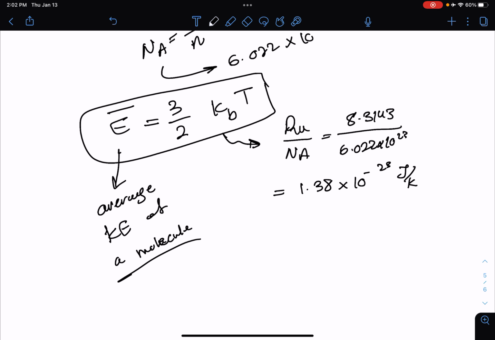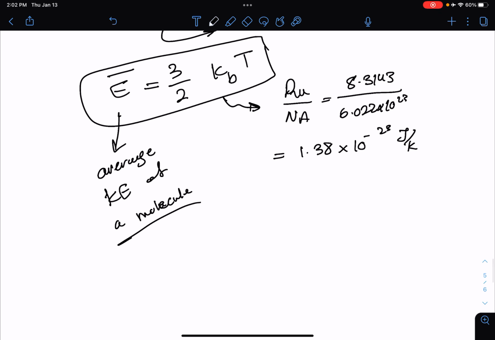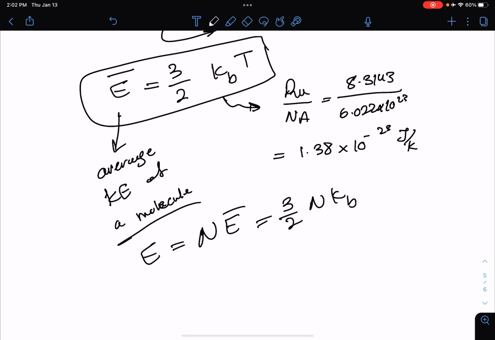Okay. So how can we relate the average kinetic energy of one molecule to the internal energy of a bunch of molecules, which make the system? Yes. Multiply by the number of molecules. That's it. So internal energy of the system is N multiplied by the average kinetic energy, which equals 3/2 number of molecules, Boltzmann constant, multiplied by temperature.